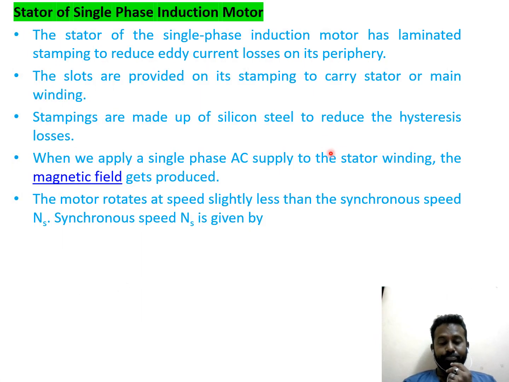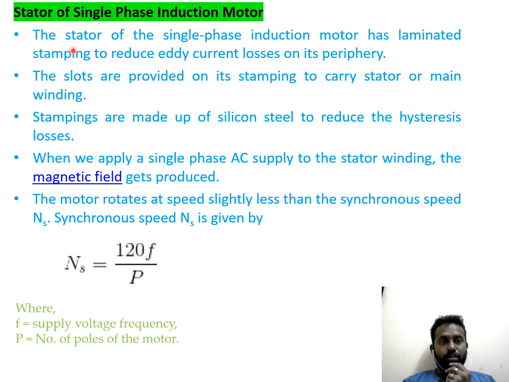Now, the stator. The stator of a single phase induction motor has laminated stamping to reduce eddy current losses on its periphery. The slots are provided on this stamping to carry the stator or main winding. Stampings are made of silicon steel to reduce hysteresis losses. It's almost the same as in other machines. We use high grade material like silicon steel to reduce hysteresis losses, and laminated stampings to reduce eddy current losses. This is common in most cases.